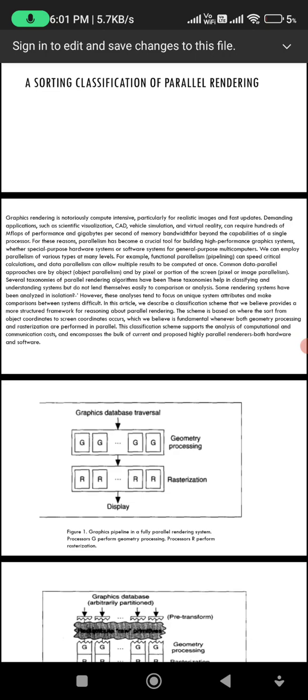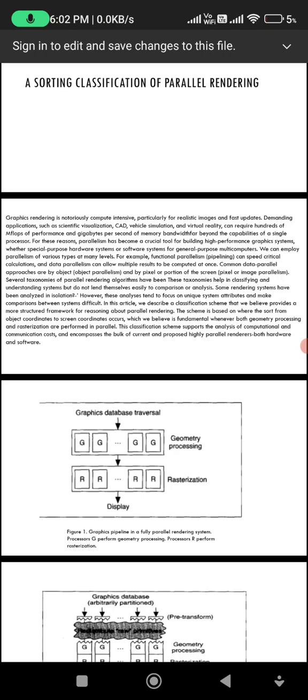For these reasons, parallelism has become a crucial tool for building high performance graphics systems, whether special purpose hardware systems or software systems for general purpose multicomputers. We can employ parallelism of various types at many levels. For example, functional parallelism can speed critical calculations, and data parallelism can allow multiple results to be computed at once. Common data parallel approaches are by object and by pixel or portion of the screen.